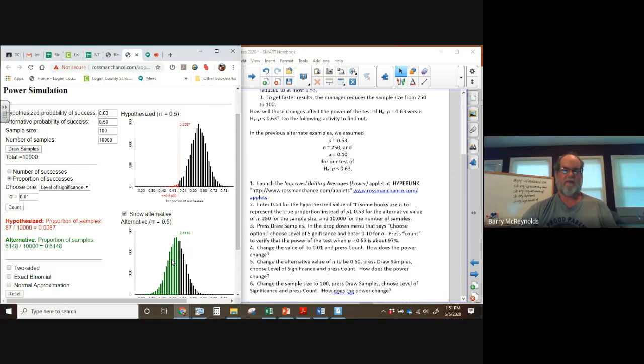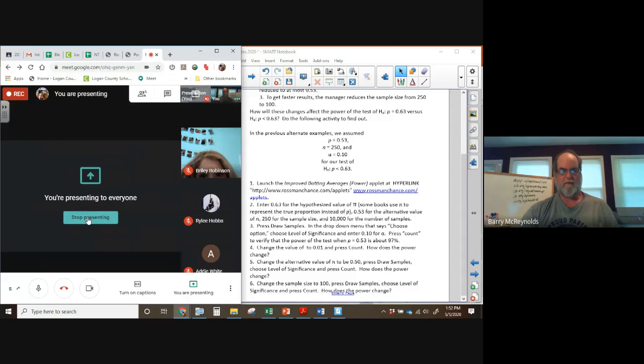Play around with this applet, and you can see how changing these values helps you visualize what's going on here, okay? Let's see, so let me get back to here. Okay, so it's just us again.